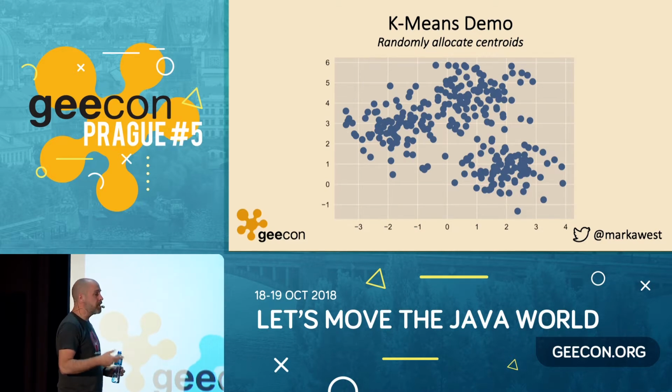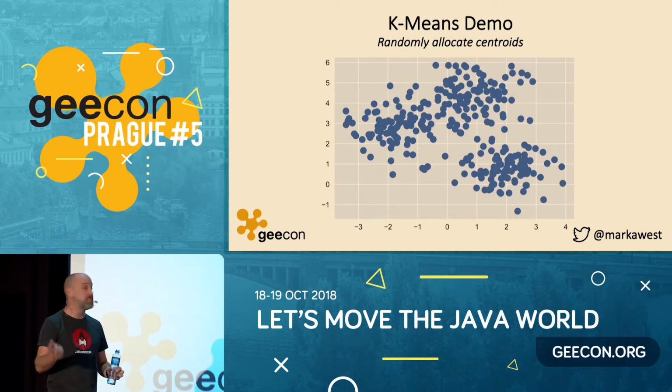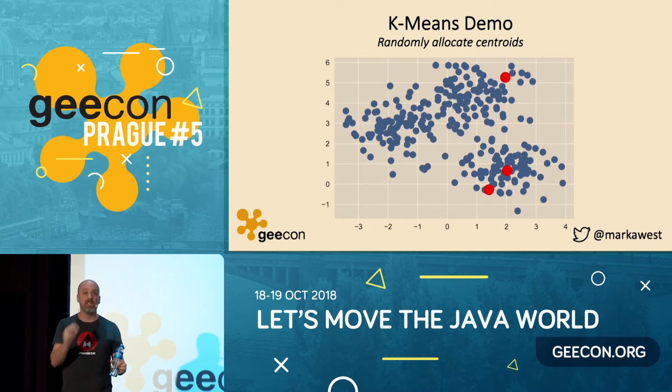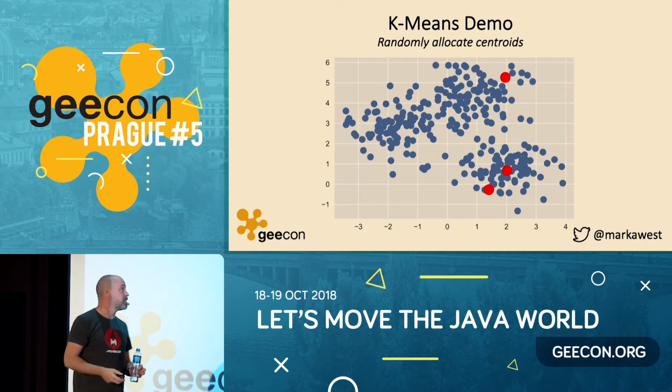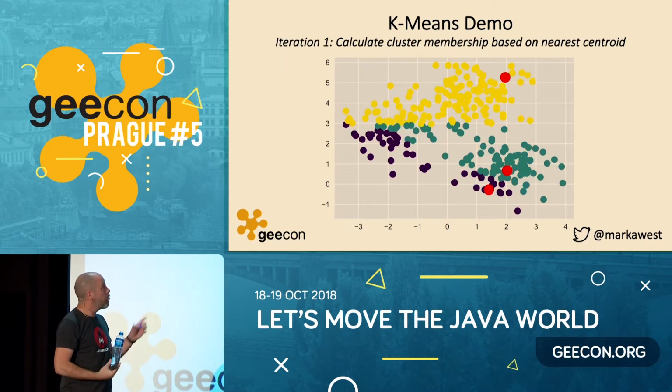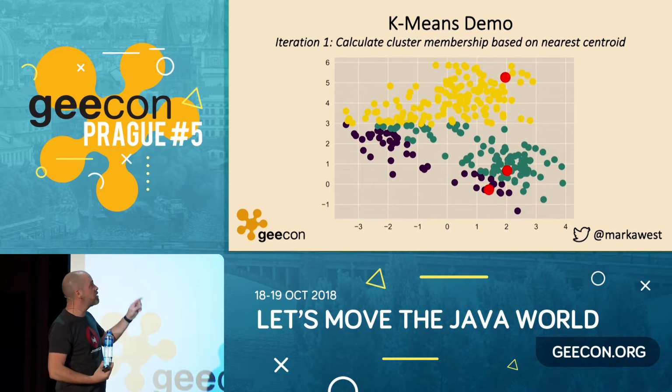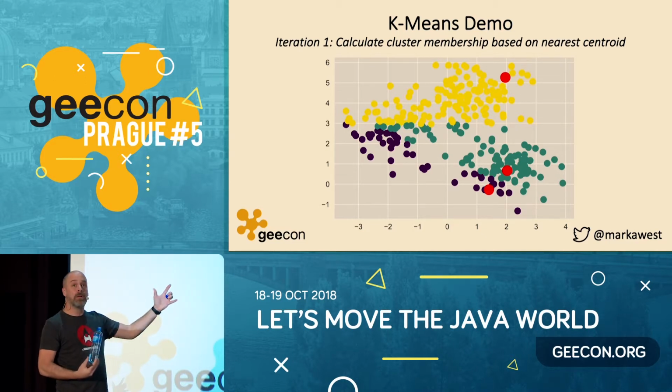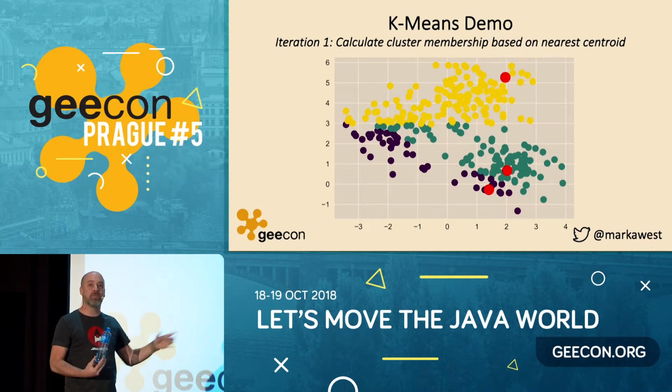So how does this work in practice? I start my algorithm with k set to 3. The first thing it does is set 3 data points, or 3 centers for my clusters, randomly in my data set. Then it calculates cluster membership based on the nearest centroid. So all those closest to that one at the top become yellow, and so on and so forth.